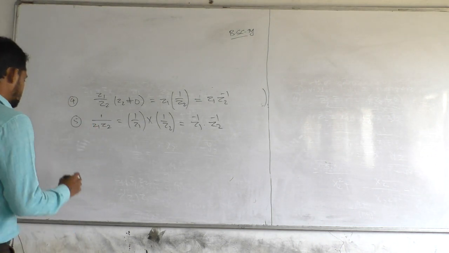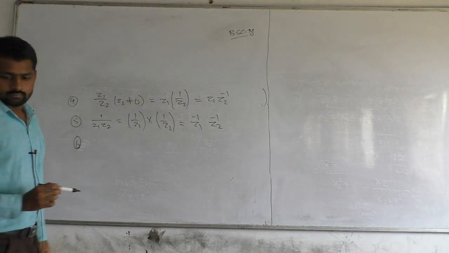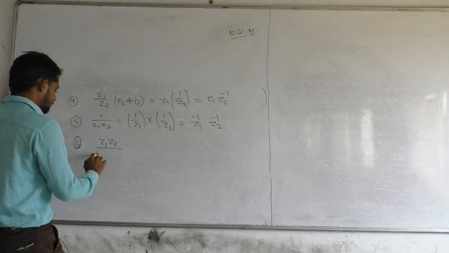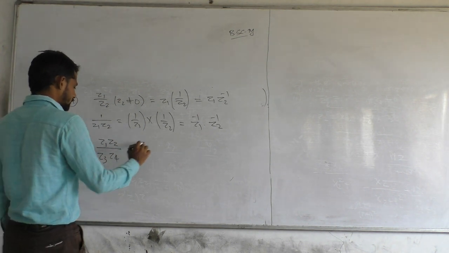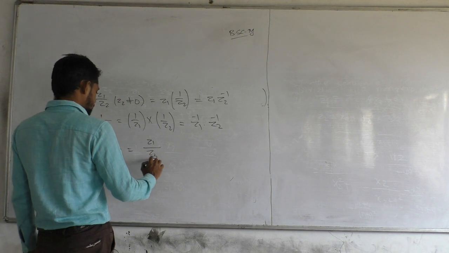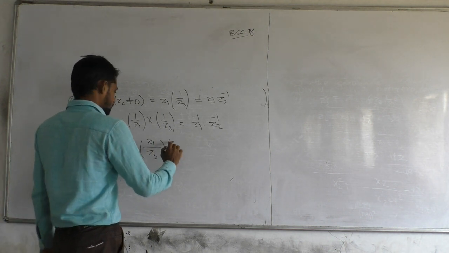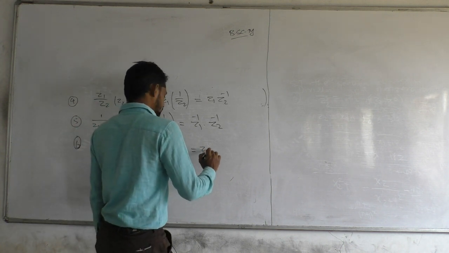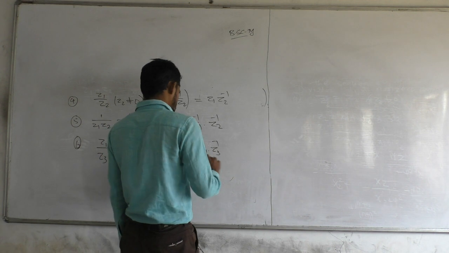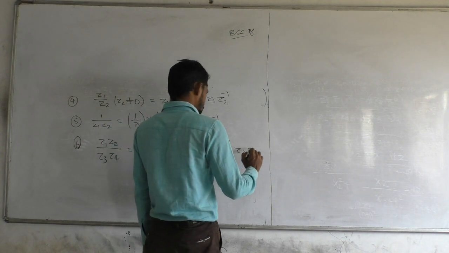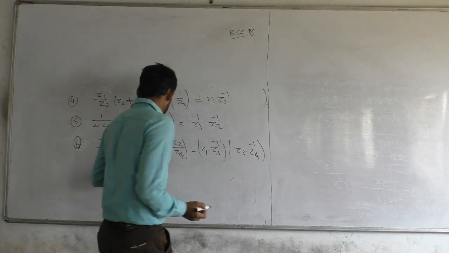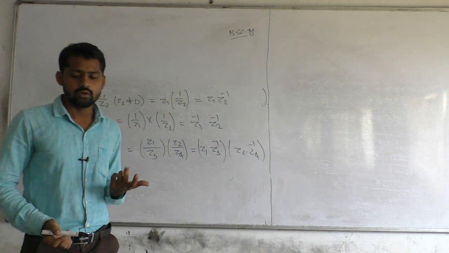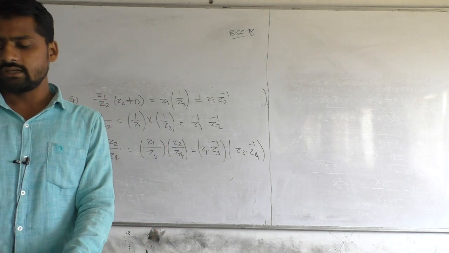Now sixth, Z1 by Z2 divided by Z3 by Z4 can be written as Z1 by Z3 into Z2 divided by Z4. It can also be written as Z1 into Z3 inverse into Z2 into Z4 inverse, because 1 by Z3 is equal to Z3 inverse and 1 by Z4 is equal to Z4 inverse. Now some examples.